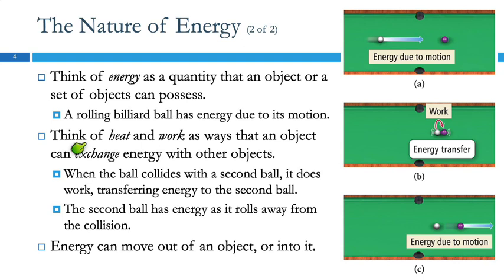So heat and work are ways that an object can exchange energy with other objects. So in terms of money, you could think of, well, like Venmo is a way you can exchange money, but you could also exchange money by giving someone dollar bills, right? There are different ways to exchange money. Heat and work are ways to exchange energy.